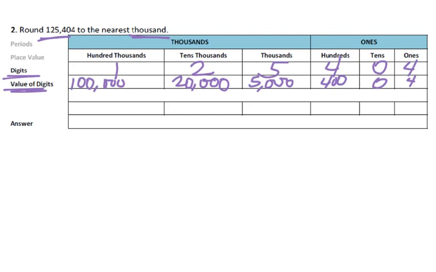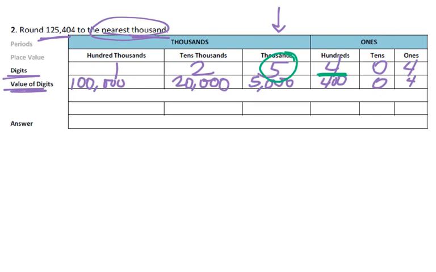So the next thing I want to do is now I'm going to go through the song. So the song says, find the place value. I'm rounding to the nearest thousand. Okay, here's my thousandths place value. And then it tells me to circle the digit. So I circled my 5. Move to the right and underline it. So I moved to the right of the 5 and I underlined my 4.